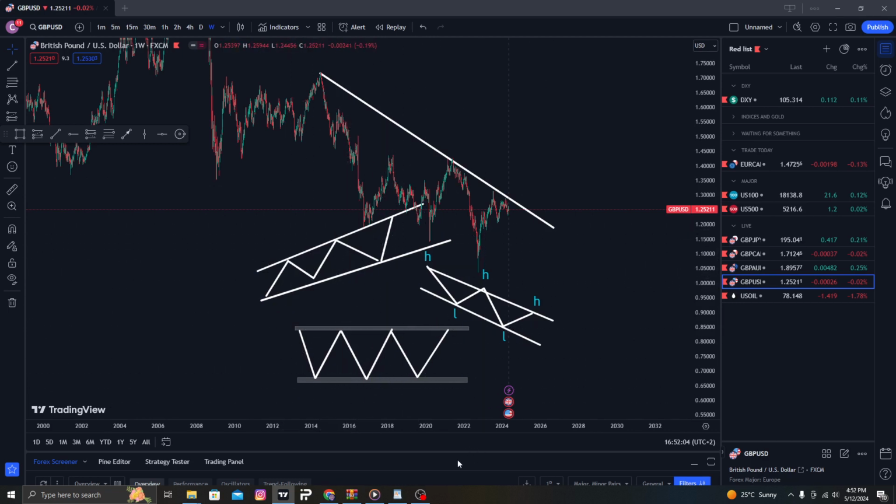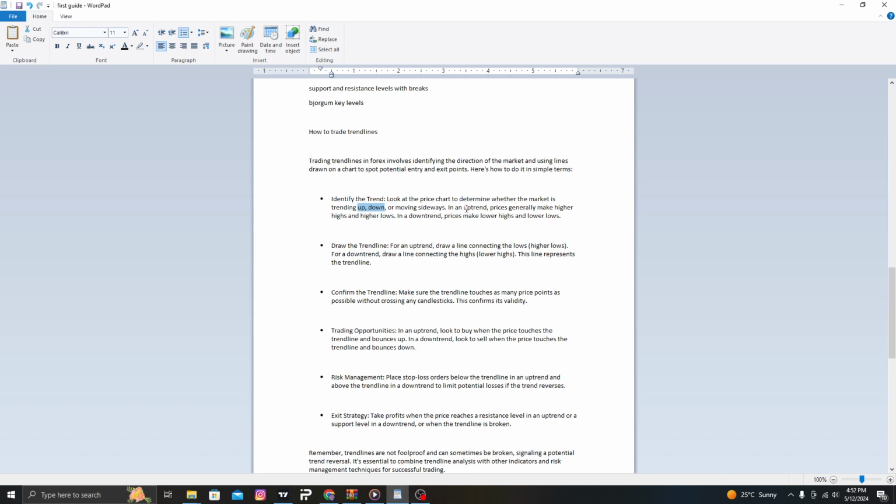So right now, let's continue on whatever we were reading. In an uptrend, price generally makes higher highs and higher lows, the thing that I was explaining. In a downtrend, price makes lower highs and lower lows, the thing that I was explaining. If you want this information, I'll post it on my website. I don't know when, maybe tomorrow. So I basically explained this whole point. Let's go to the second level.